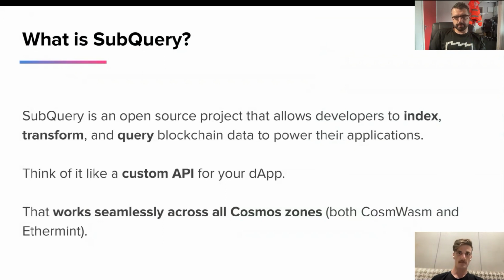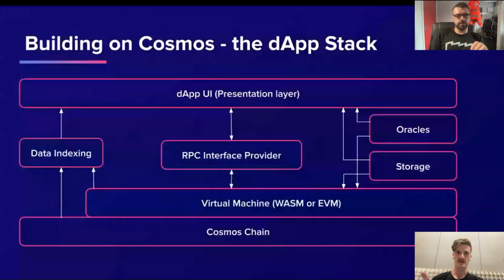So if you're building a dApp, an application, let's say you're building an application in Juno, this is a kind of understanding of the stack that you might build. The tech stack, you have your Cosmos chain at the bottom there, Juno, which obviously is powered by CosmWasm, or the smart contracts on it are powered by CosmWasm. You might make a query through an RPC interface provider to that to save and retrieve certain amounts of data.